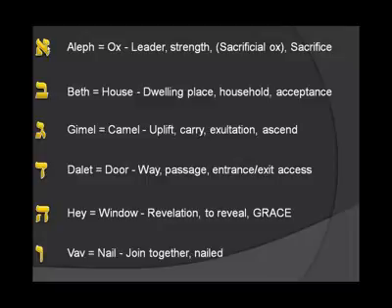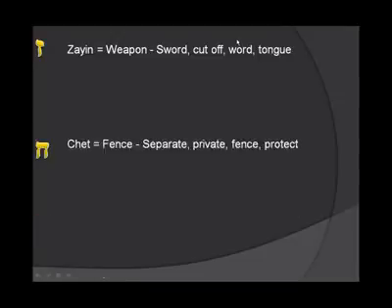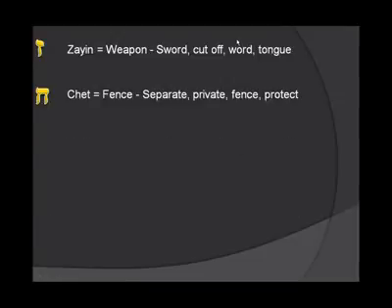Then we get Vav. It's the picture of a nail. It means to join together or nailed. Then we get Zayin, the picture of a window. It speaks of sword, to cut off, word or tongue. Then there is Cheth. It speaks of a fence, the picture of a fence. It speaks of separation, to be private, to be fenced, or to protect.